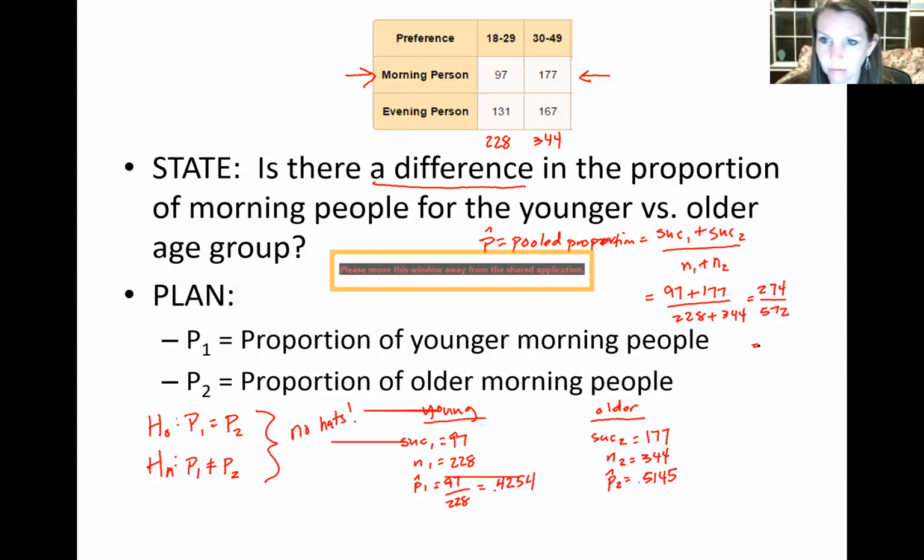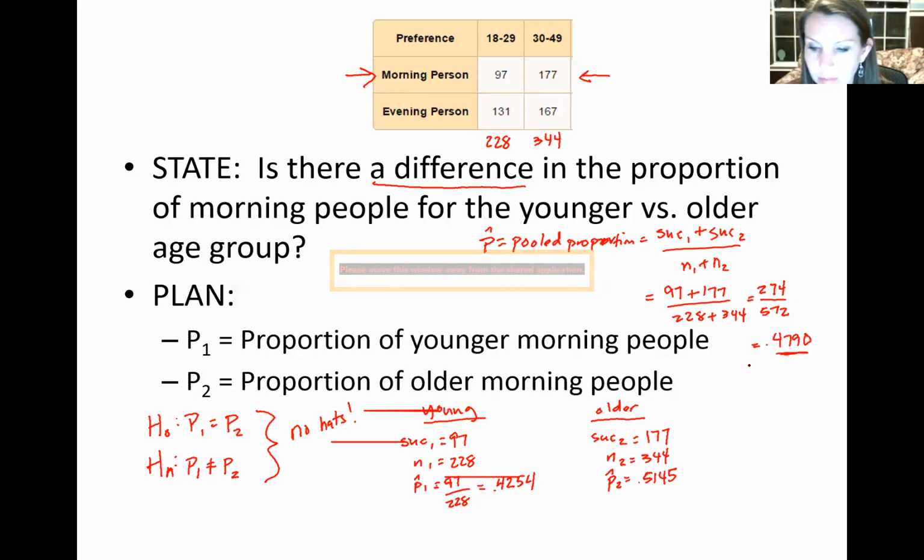And I'm going to do the division now, divide those out, and I get 0.4790. Okay, so that's my pooled proportion that I'm going to use in the formula when I finally get to the part where I can actually do the test statistic on this problem.